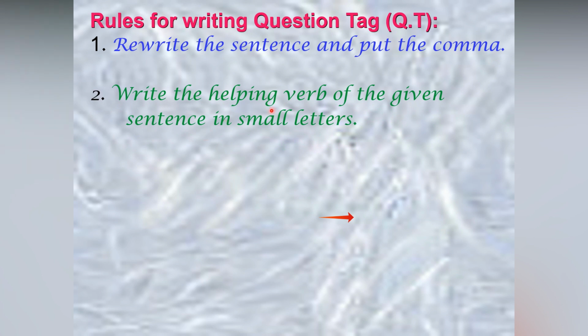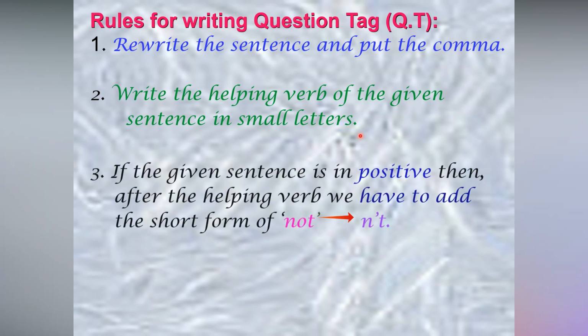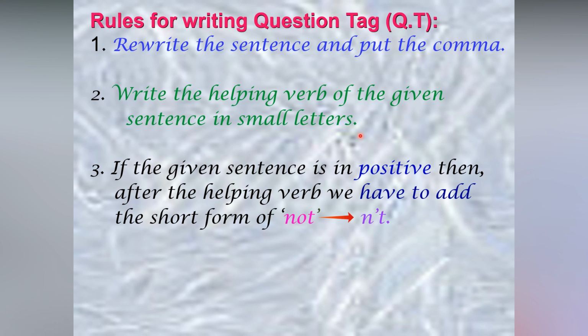Okay, write the helping verb of the given sentence in small letters. After the comma you have to write the helping verb from the given sentence that you have written. Rewrite the same sentence. From the sentence you have to take out the helping verb, and after the comma you should rewrite it. Now we learn with the example. If the given sentence is positive, then after the helping verb we have to add the short form of not, that is n't.